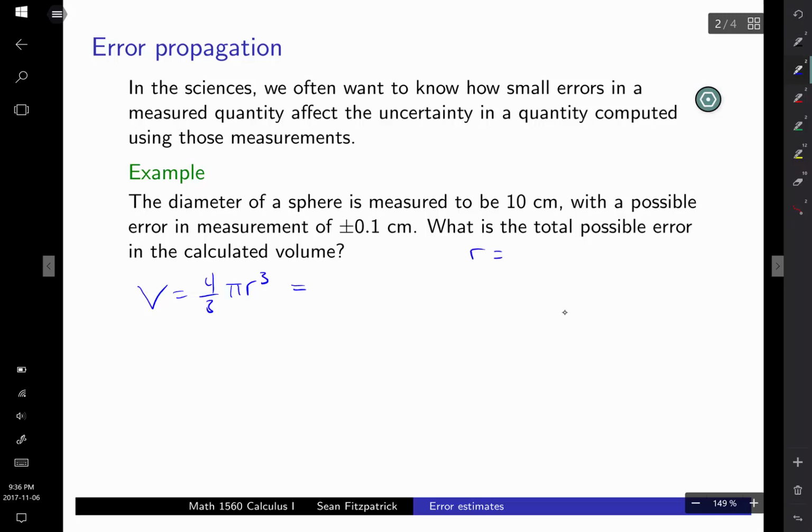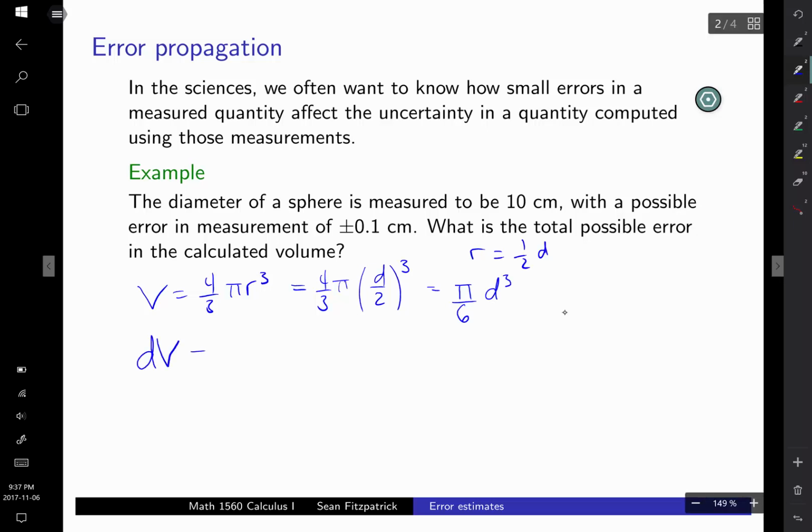Since the radius is 1/2 of the diameter, this is 4/3 pi times the diameter over 2, cubed. That gives me pi over 6 times the diameter cubed. When I cube that 2, I get 8, so 3 times 8 on the bottom is 24, and 4 over 24 simplifies to 1 over 6.